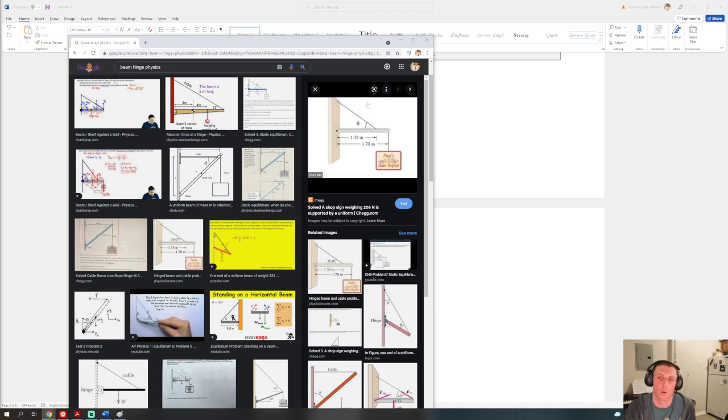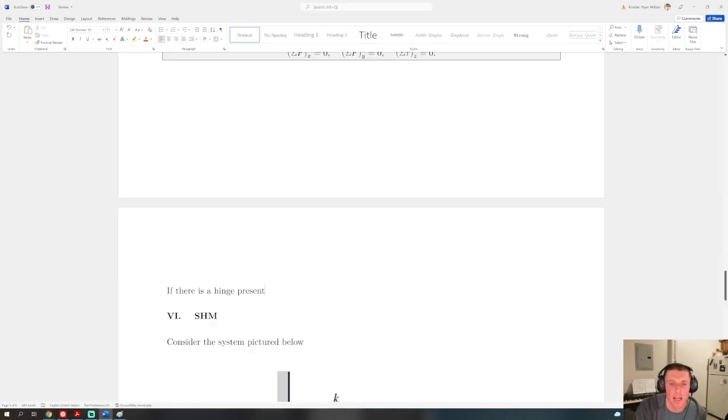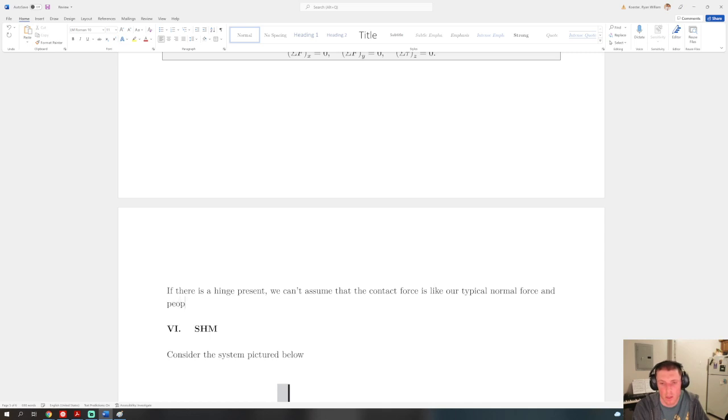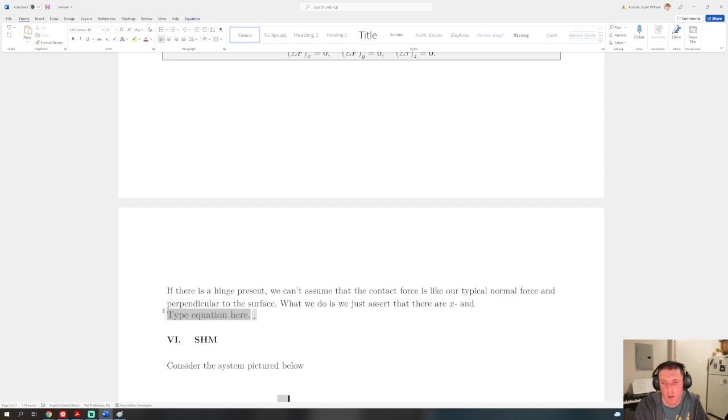This is a super typical thing to be asked to do some calculations for, right? And a hinge changes things a little bit. It makes things slightly more complicated, but it's okay because we can very easily deal with hinges. So what I'll say is that if there's a hinge present, we can't assume that the contact force is our typical normal force, perpendicular to the surface.